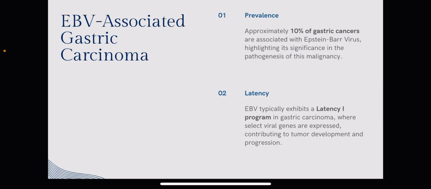Now let's see Epstein-Barr virus associated gastric carcinoma. Here, approximately 10% of the gastric cancers are associated with Epstein-Barr virus, highlighting its significance in the pathogenesis of this malignancy. The latency 1 is exhibited here in the gastric carcinoma, where several selective genes are expressed, contributing to the tumor development and progression.